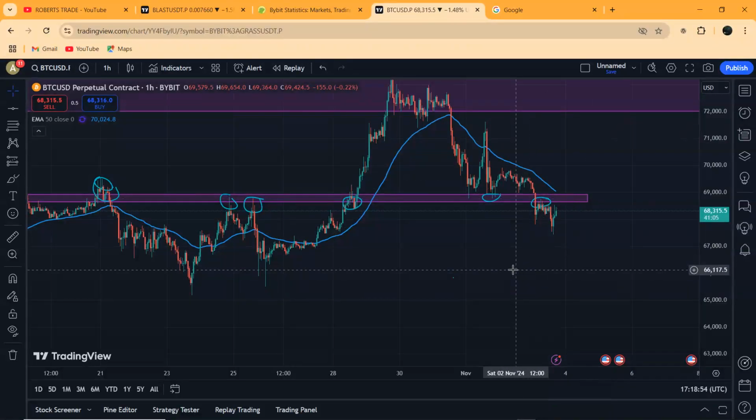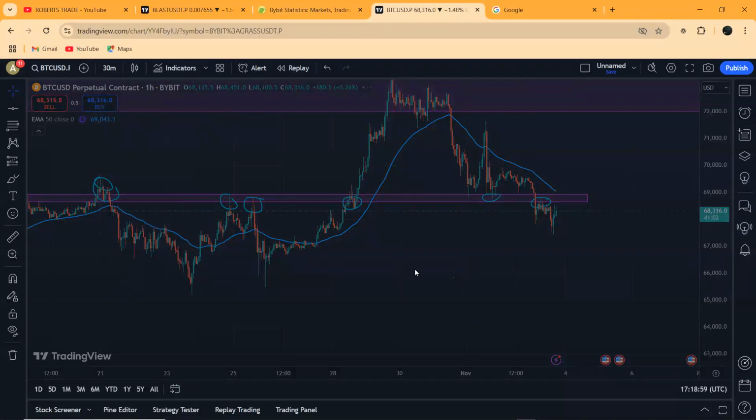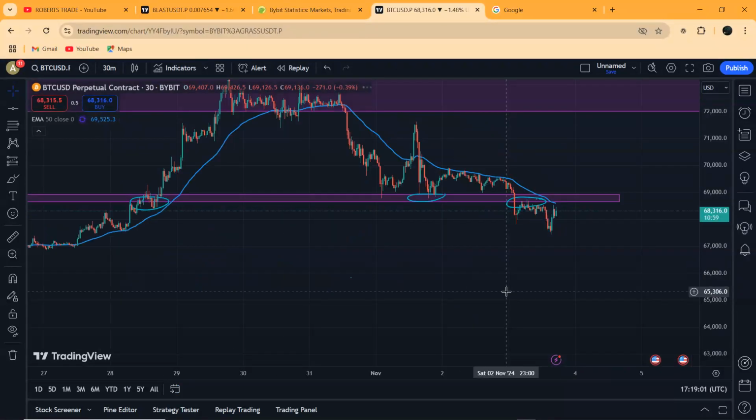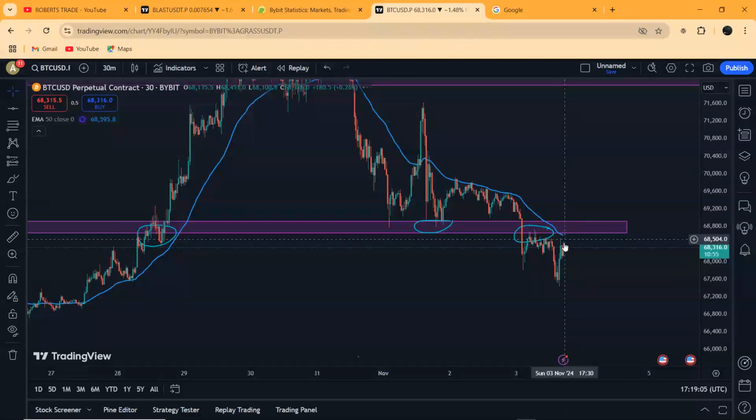So now let's do something. Let's go back to lower time frame again. I'm going back to my beautiful 30-minute time frame. Take a look at the 30-minute time frame now. The price is about to touch the EMA.